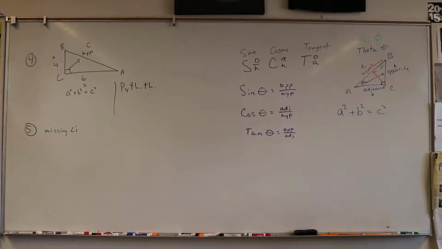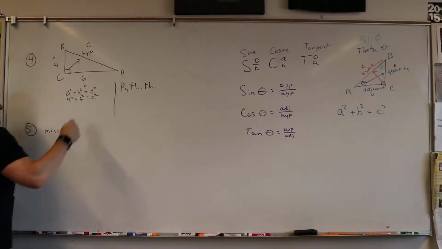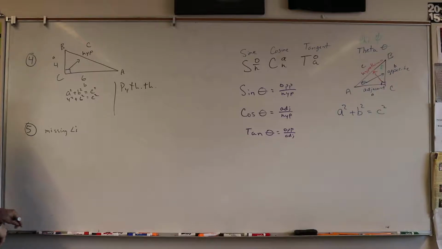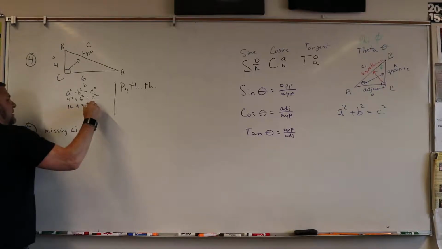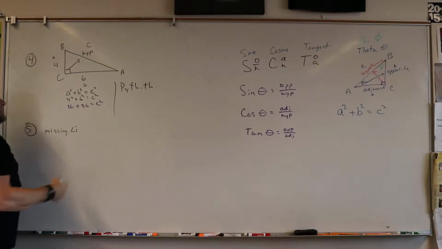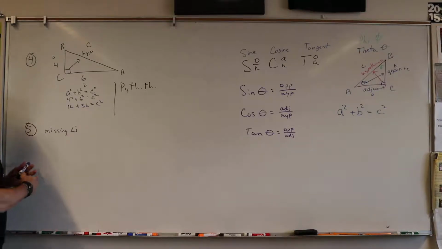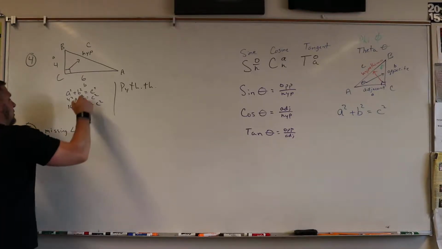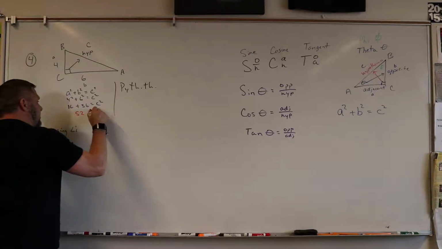And then you plug in the numbers. You'll go, okay, 4 squared plus 6 squared is equal to c squared. And 4 squared is what? 16, plus 6 squared, which is 36, is equal to c squared, right? So, 16 and 36, what is that? 52. Okay? So that's 52 is equal to c squared.